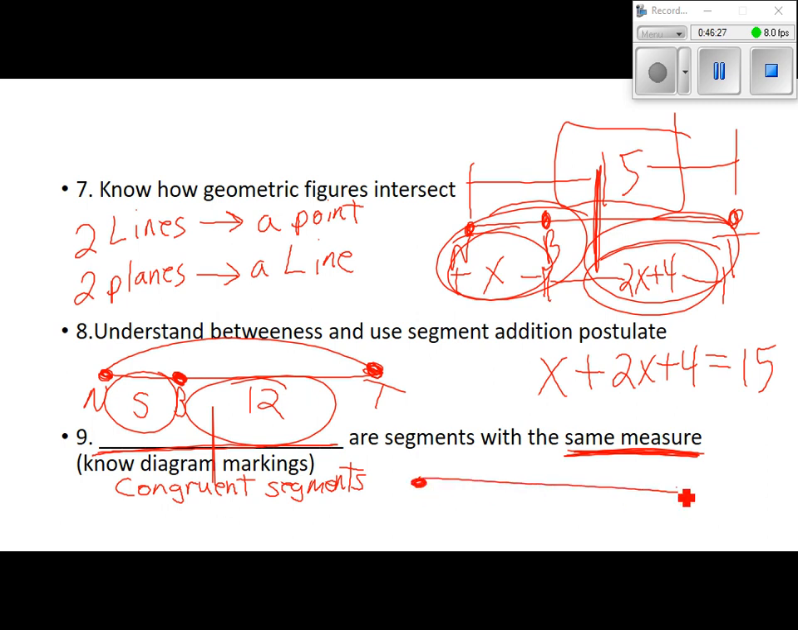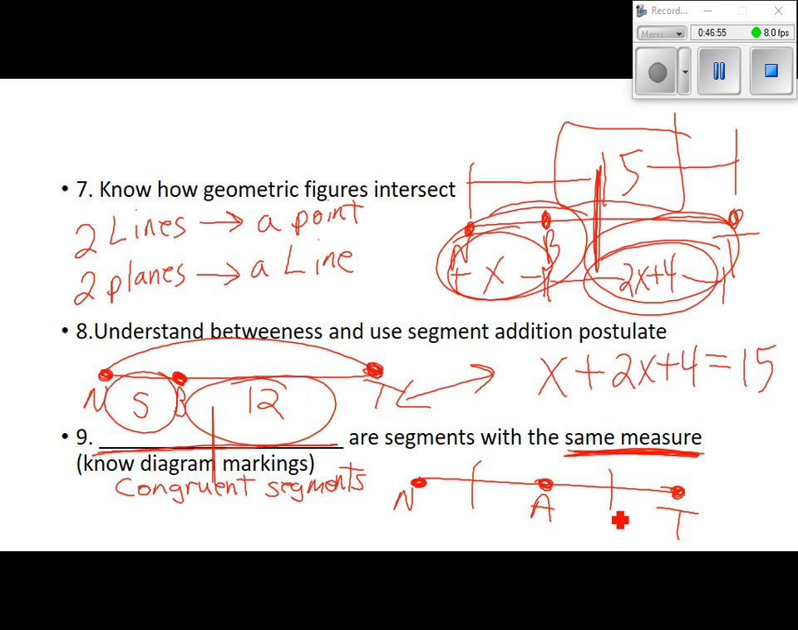If I'm drawing a picture, we got N, we got T, and we got A there. How can I show you that these two segments are congruent to each other? Draw a line like that. What do you mean? Put the little tick marks on there, right? And that tells you that they're congruent.